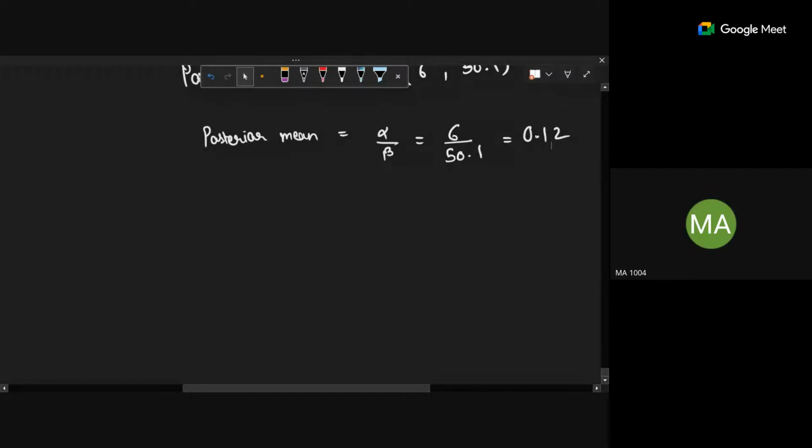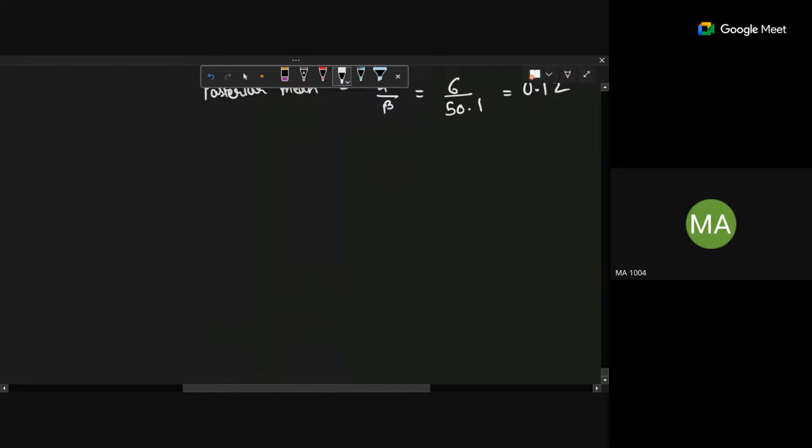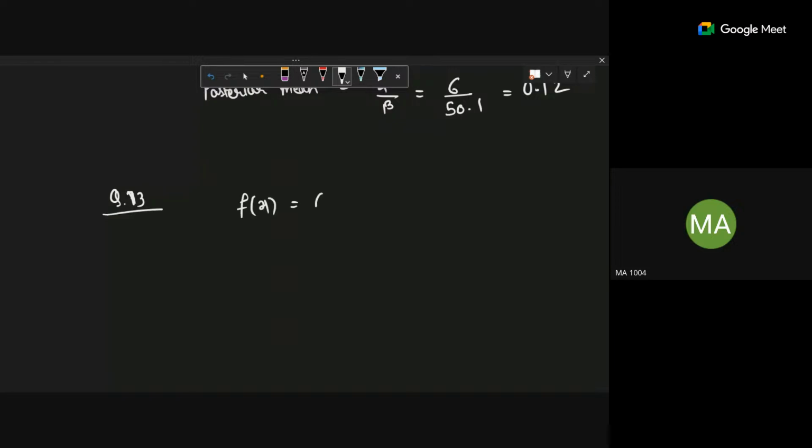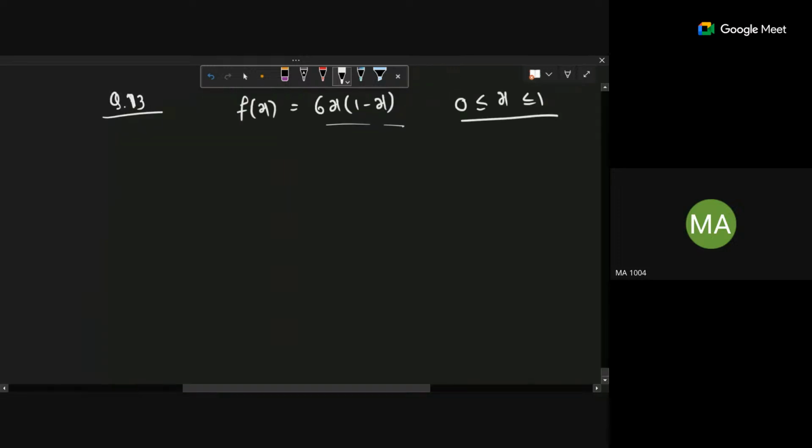From 0 to 1, are you sure? If you integrate your PDF from 0 to 1, what will you get? If we integrate the PDF given to us, 6x into (1 minus x), over the range where x lies between 0 and 1, what will you get? If this is your supporting set, integral 0 to 1, if you integrate your PDF over the supporting set, it has to give 1, right?